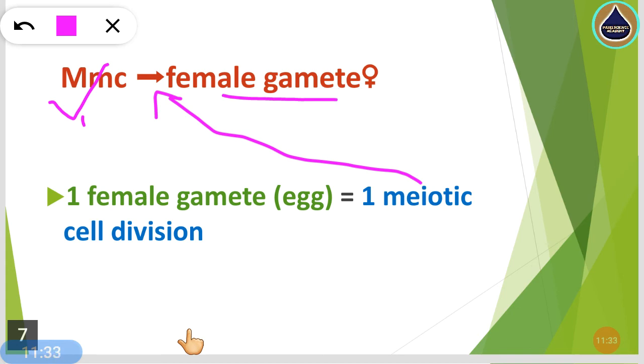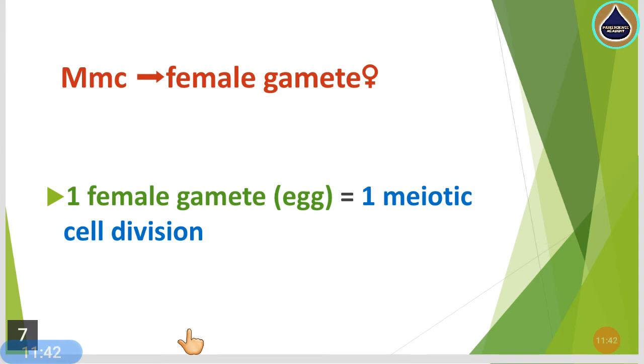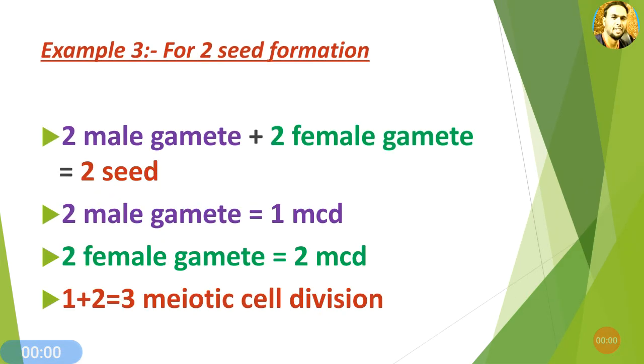So simply, whatever the number of female gametes is, it is the number of cell divisions. In the female gamete formation process, the formula is: number of female gametes is equal to the number of meiosis cell divisions. It means if one female gamete is needed, one meiotic cell division. Now we'll see example 3.